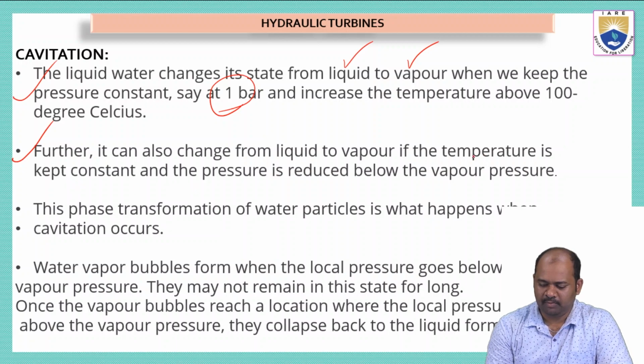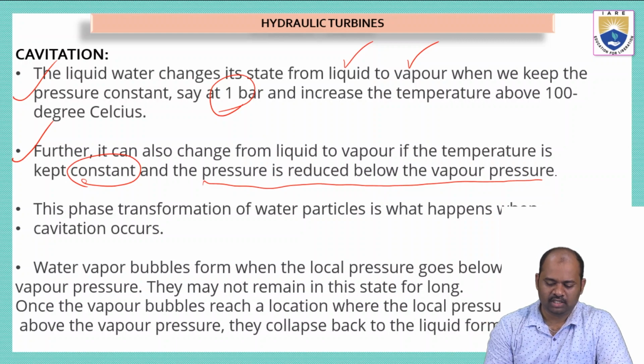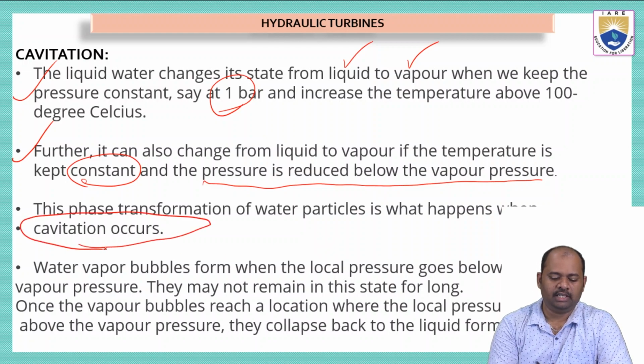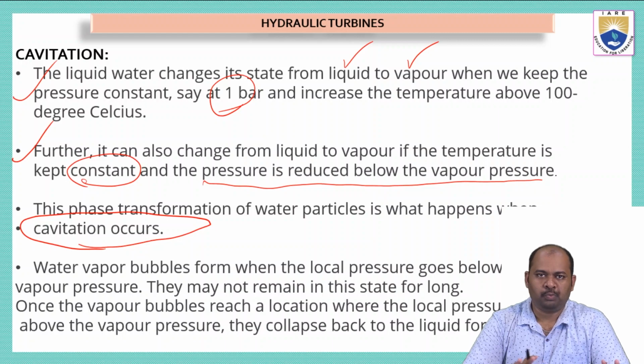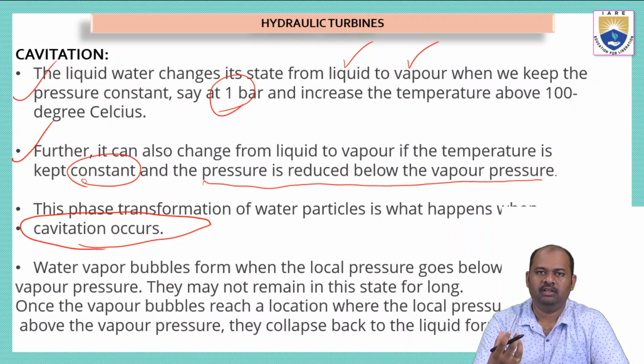That is when we keep the temperature constant and the pressure is reduced below the vapor pressure. When we reduce the pressure of the water below the vapor pressure, we see the formation of vapor, the gaseous state. Water is converted into vapor. This phase transformation of water particles will cause cavitation. So the general phenomenon is that if we increase the temperature of water, it will be converted into vapor. Similarly, if we keep the temperature constant and change the pressure, vapor can form as bubbles, and due to rapid change in the pressure, these bubbles will collapse and may cause cavitation.